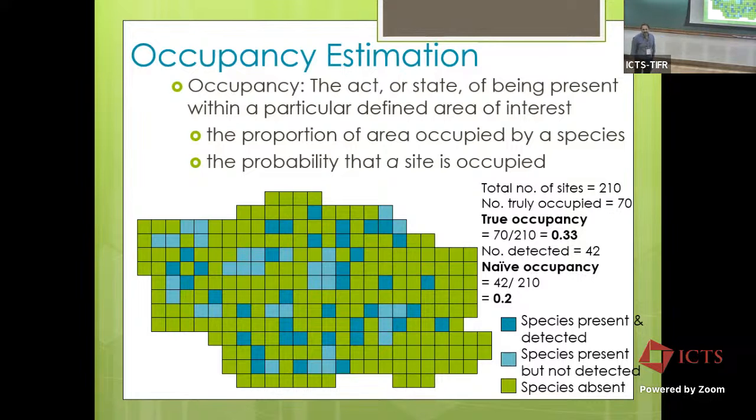Yeah. But not detected, how is it quantified? Yeah, we are getting to that. Cool. This whole approach is about how you do that. Yeah, okay.